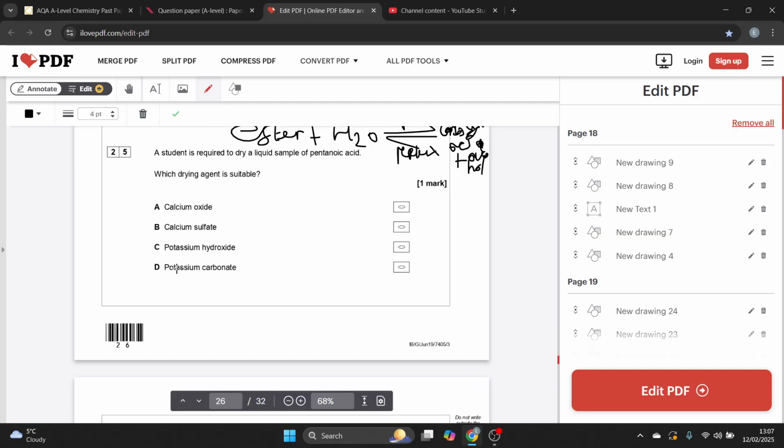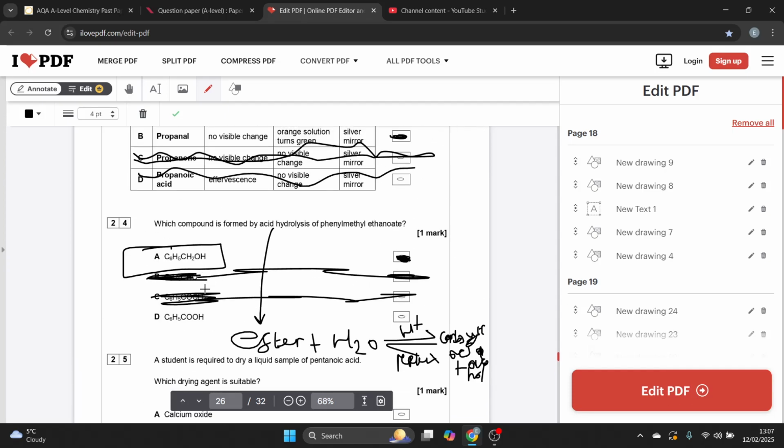Let me just double check that one. Yeah, we do form a carboxylic acid, but it's not going to be that. It'll be that, C6H5CH2OH.